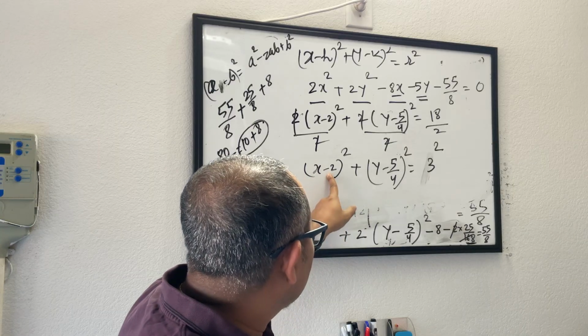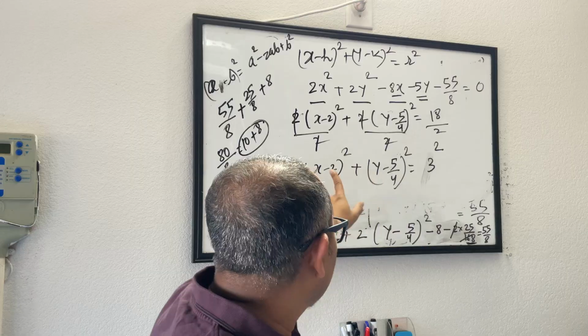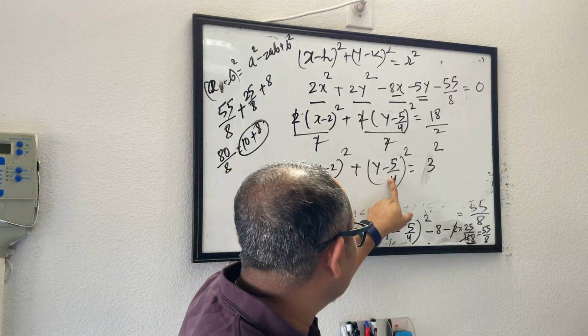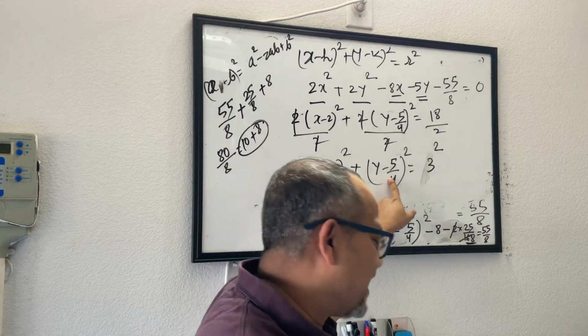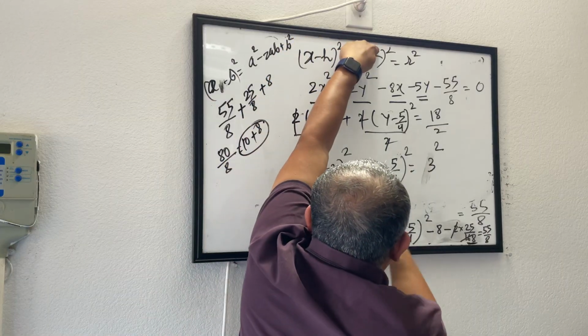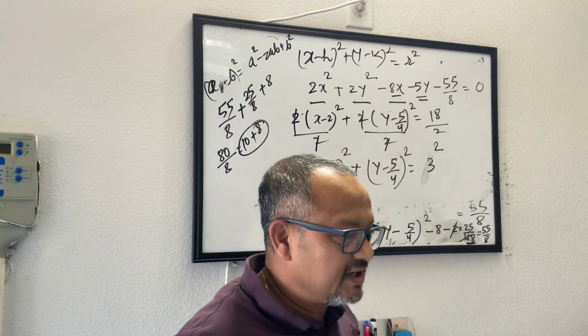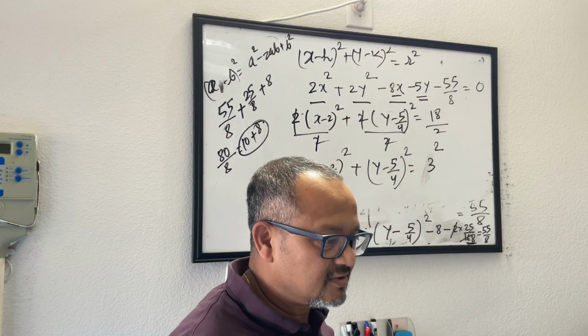Your h is 2, your k is 5 over 4, your radius is 3. What will be your diameter? 3 times 2. 9.